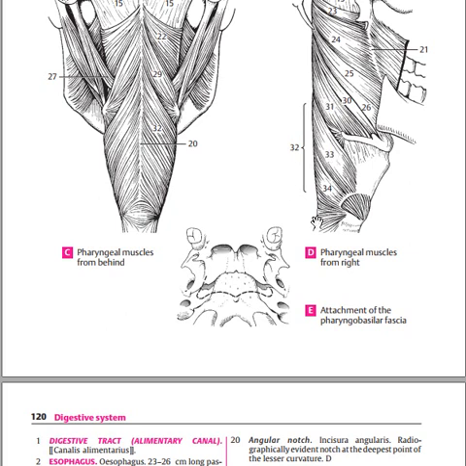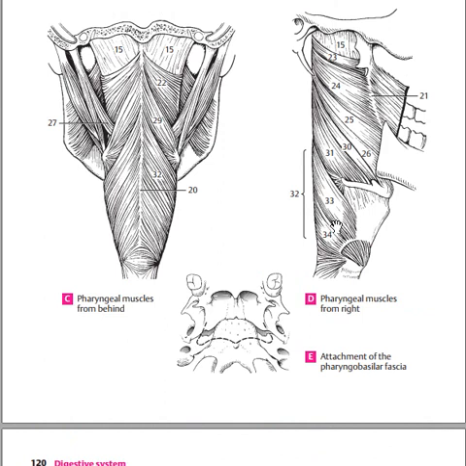Now the last one is the inferior constrictor muscle, which is 32, and it consists of 33 and 34. 33 is the thyropharyngeal. Why? Because it connects the thyroid cartilage to the pharynx, and 34 is the cricopharyngeal because it connects the cricoid cartilage and the pharynx. So these are the three major constrictor muscles, the circular muscles we have in the pharynx: superior, middle, and inferior constrictor.